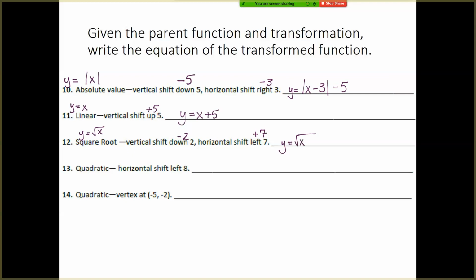So when I write my equation, which number goes inside the square root? The +7, perfect. Your left or right always goes inside, and then the up or down hangs out at the end. So -2 does not go underneath that square root, it just hangs out at the end of the equation.